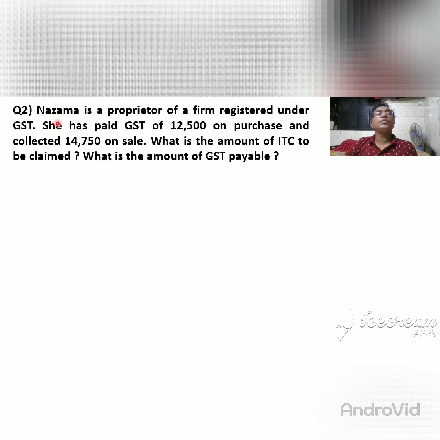Then problem number two. Nazma is proprietor of a firm registered under GST. She has paid GST of 12,500 on purchase. Means at the time of purchase, Nazma paid GST of 12,500 and collected GST of 14,750 on sale. So what is the amount of ITC to be claimed and what is the amount of GST payable?